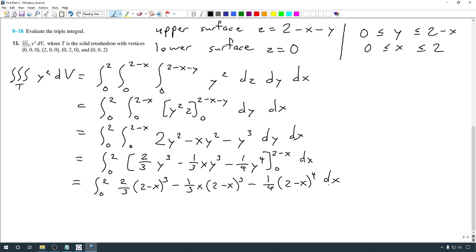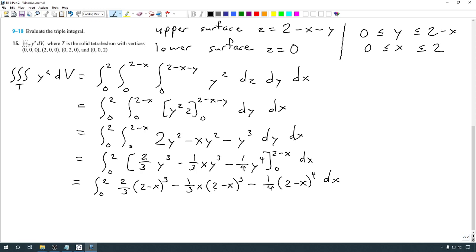And honestly, most of this wouldn't be too bad. It's really the middle term that's the trickiest part. With the first and third terms, you could make the substitution of u equals 2 minus x, and just treat this as a third power and a fourth power, and do the integration that way. Unfortunately, for the middle one, that's going to be a little trickier. Though actually, that substitution would help quite a bit if you were to do it that way.